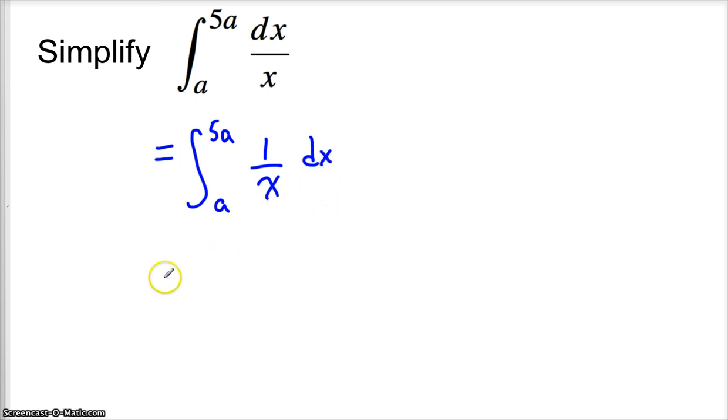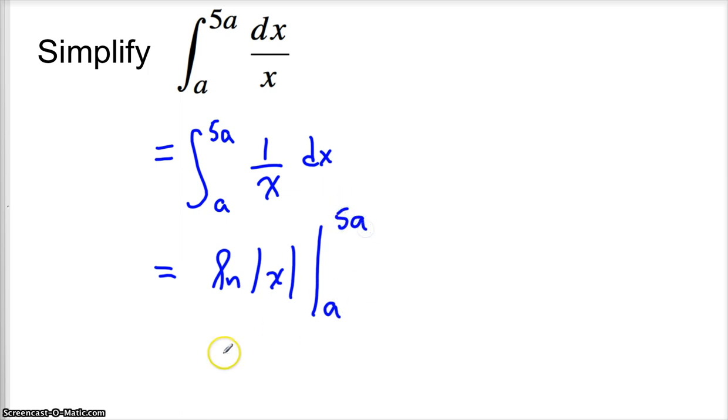Okay, so that should help a bit because the antiderivative of 1 over x is ln of the absolute value of x, and this is going to be evaluated from a to 5a. So we just substitute here the ln of the absolute value of 5a minus ln the absolute value of a.